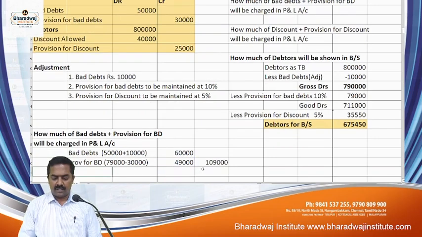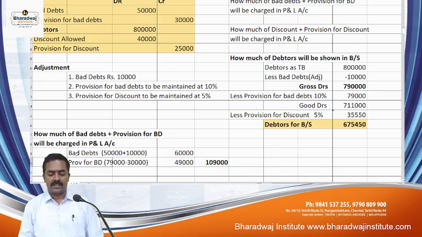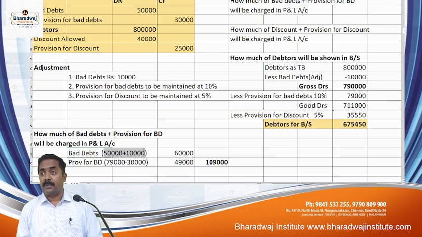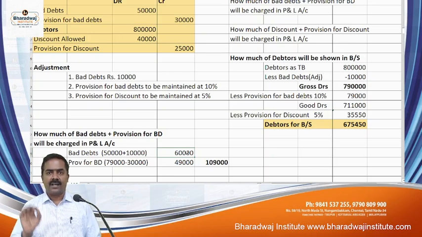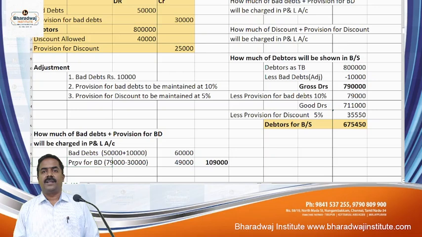Sir, we are not able to understand. Yes, please listen. What is the bad debts? Already we recorded how much? Plus how much to be provided? Sorry, how much extra bad debts? 10,000. Total what is there? 60,000. Bad debt is an actual loss. 60,000 you charge. What is the provision for bad debt? Is it an actual loss or estimated loss?